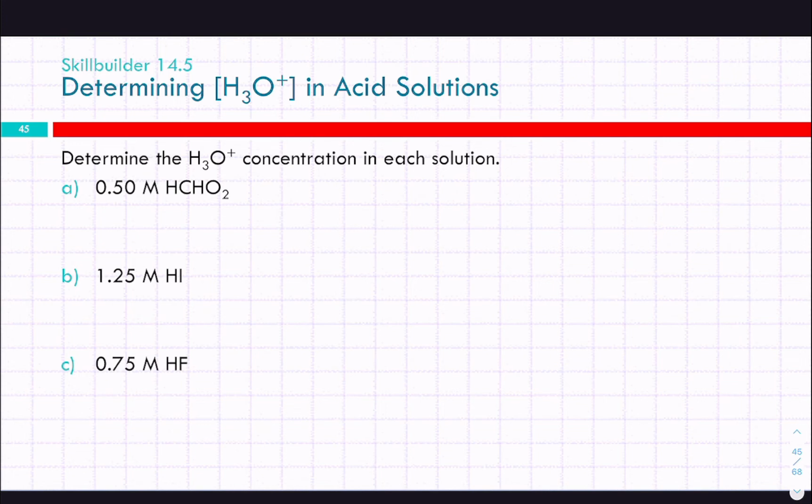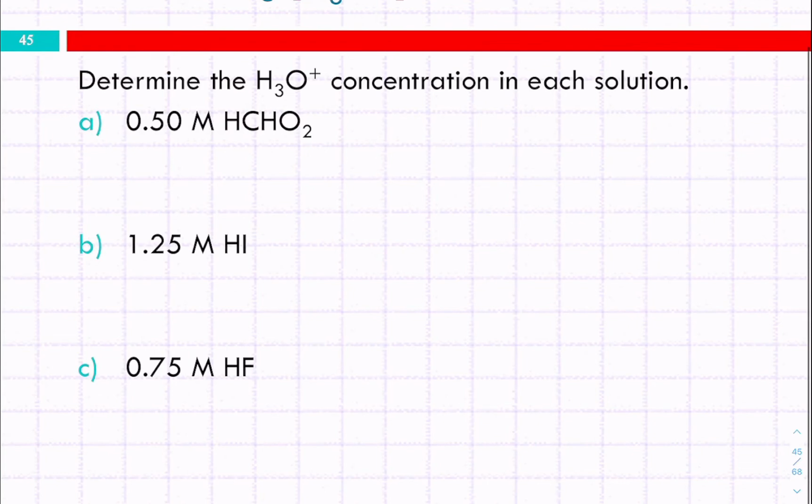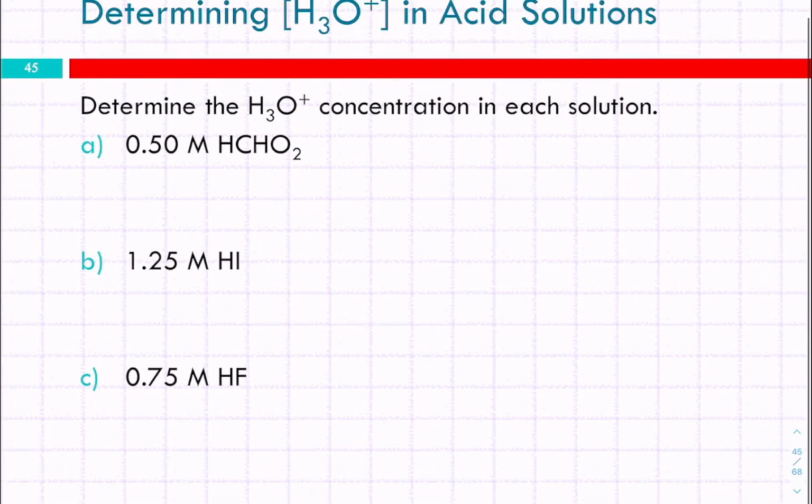Okay, so we're going to determine the H3O plus concentration for each of these solutions. The first thing that we want to do is determine if it's a weak or a strong acid. Because if it's a strong acid, then it's however many hydrogens are in the acid multiplied by its concentration. That's how many hydrogen or H3O plus hydronium ions would be in solution.